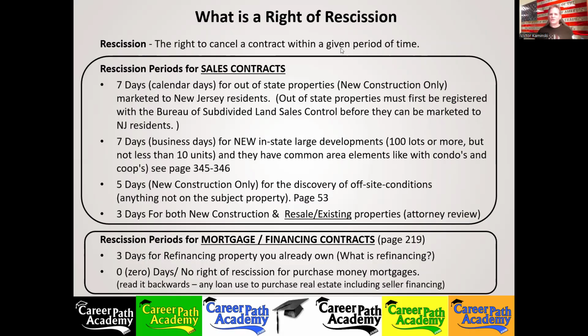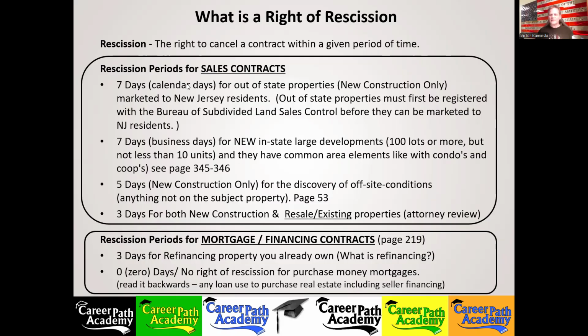Rescission is the right to cancel a contract within a given period of time. And these are the rescission periods for sales contracts or purchase contracts. And down below are the rescission periods for the mortgage lending financing contracts. So there's a 7-day right of rescission for out-of-state properties marketed to New Jersey residents. And that usually deals with things like timeshares and any subdivided land out of state.